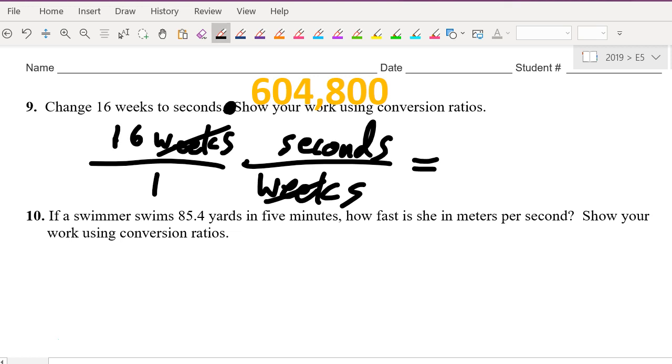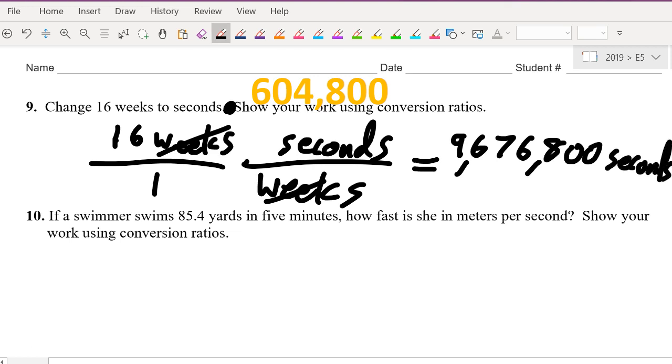What do we get? 9,676,800, right? So that's 9,676,800 seconds. All right, and that makes sense that it's a big number, right? Because we're saying how many seconds in 16 weeks? That's a lot of seconds. All right, moving on. Any questions about that?